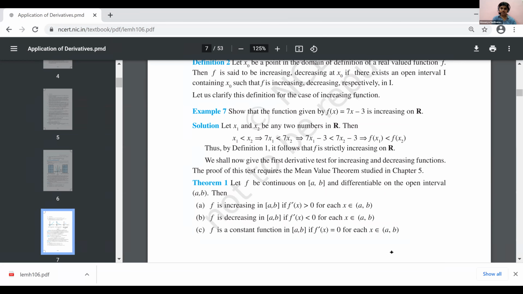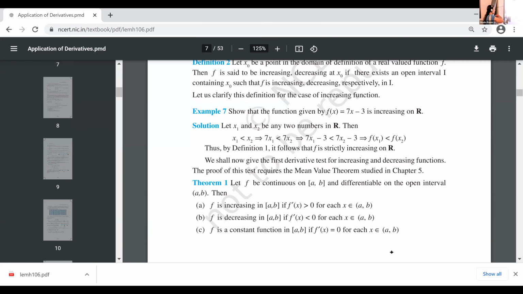LHL is equal to RHL is equal to the value of the function. If it is equal to the value of the function, then it is said to be continuous. Differentiable means we are able to differentiate. We are able to find the derivative of the function. So let F be continuous on closed AB and differentiable on open interval AB.